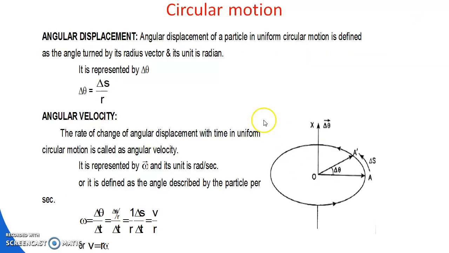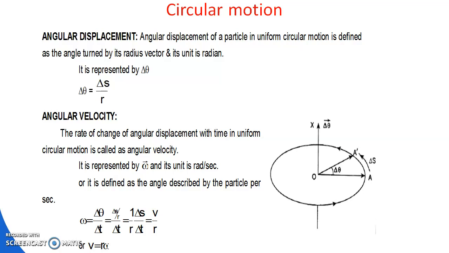Then what are the various terms related to circular motion? In every type of motion, whether it is linear motion, circular motion or rotational motion, motion means there is a displacement, velocity, acceleration and time. These four terms must be there. So in circular motion, the displacement is known as the angular displacement.